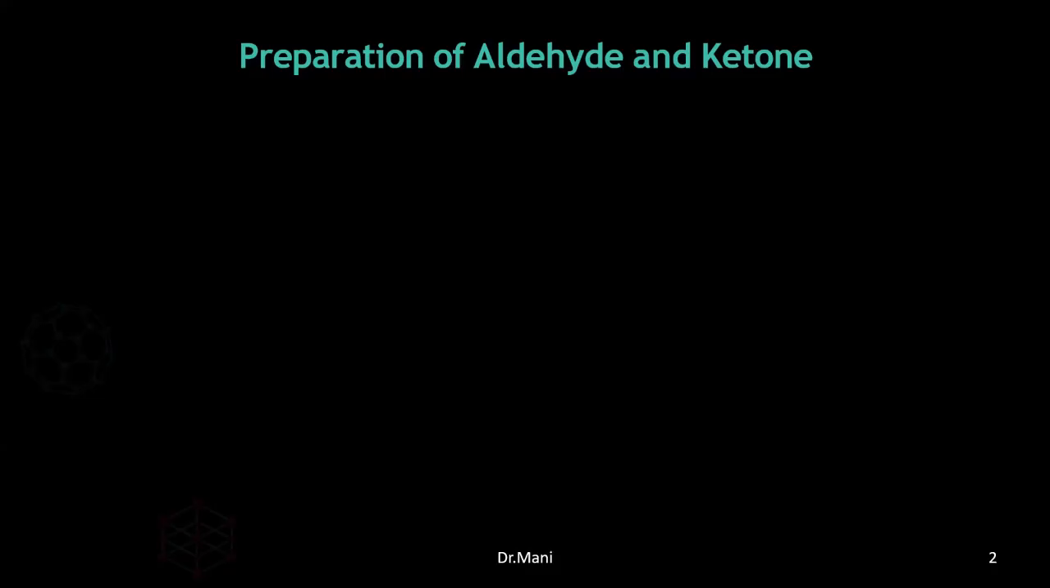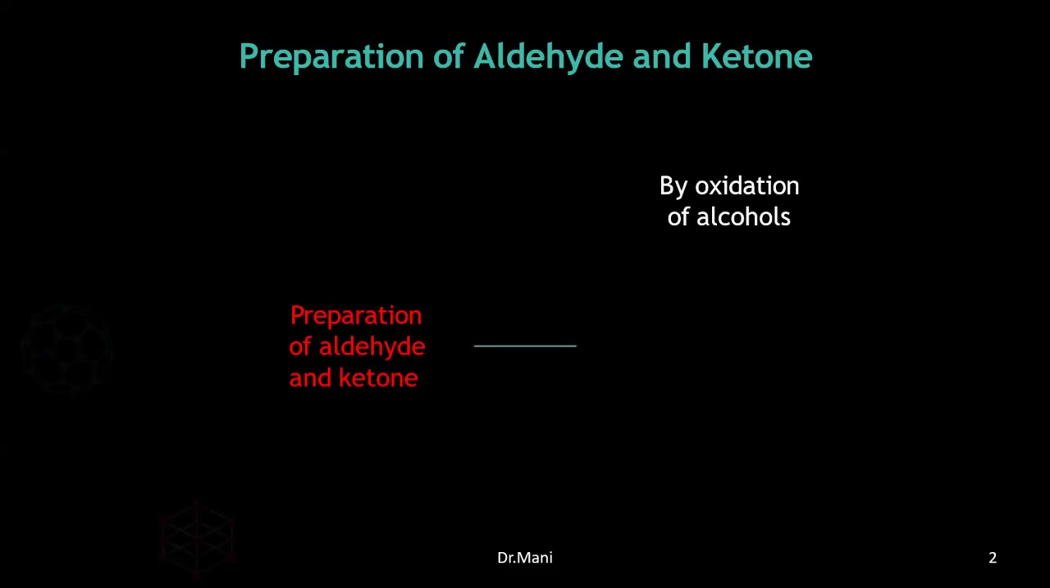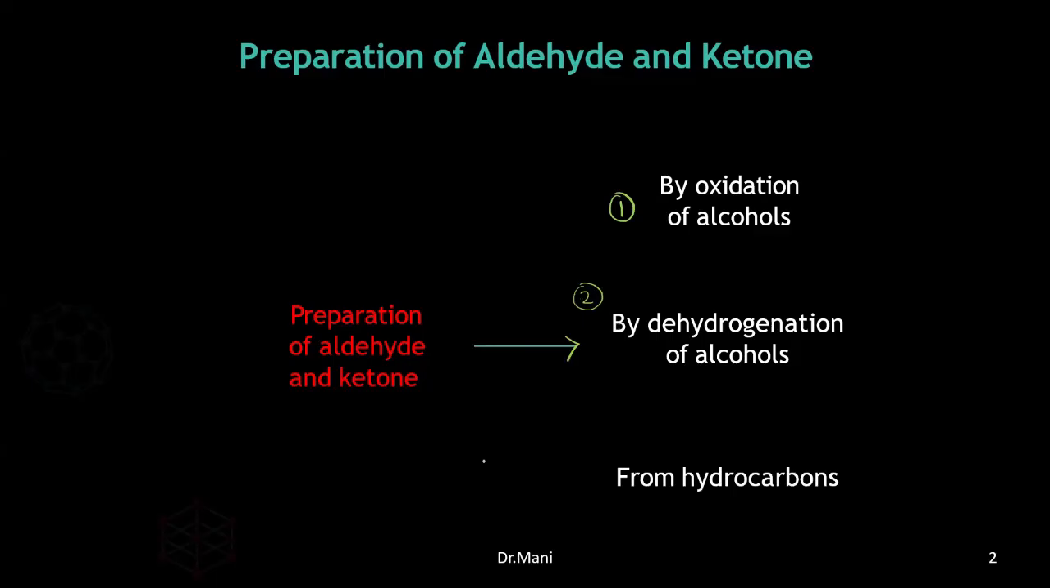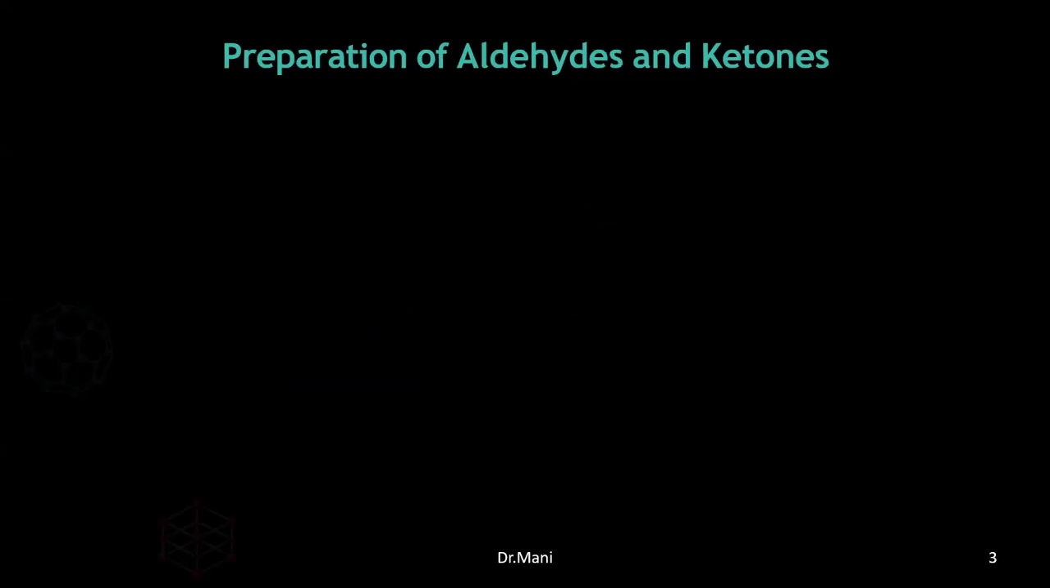So we were discussing how we prepare the aldehydes and ketones, right? So let's see how we can do the preparation of aldehydes and ketones. We can do it by three methods. One is by oxidation of the alcohols, where we oxidize the alcohols using different oxidizing agents. The second method is dehydrogenation of alcohols. And the third method is from hydrocarbons. We'll be showing all three. First, the oxidation of alcohols.